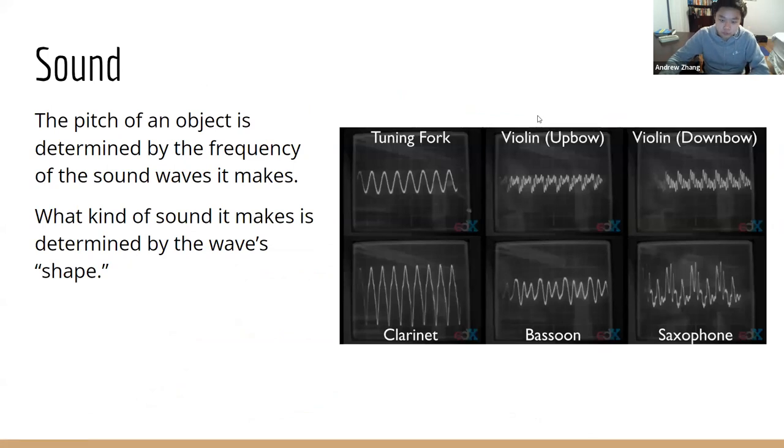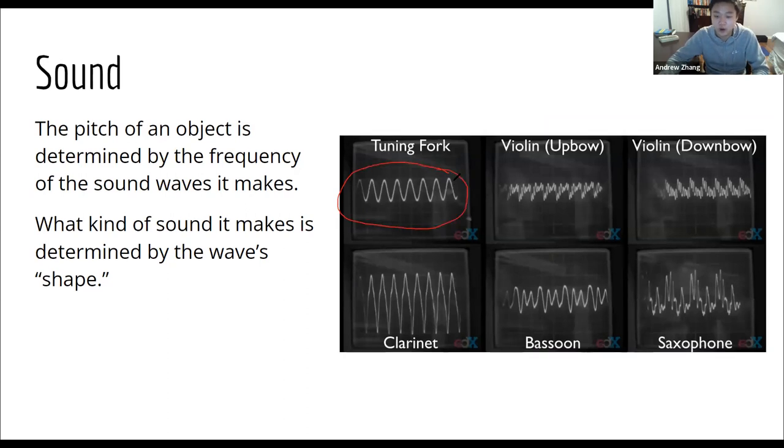So for instance, a tuning fork basically tunes something to a certain pitch. It just creates a noise, that very constant sound. This is a tuning fork's wave. So very, very simple. It's exactly our idea of a normal sinusoid. If, for instance, you take a violin, it would have this crazy kind of sound. And down below is kind of similar, just a bit reversed. And for clarinet and bassoon, something a bit different.